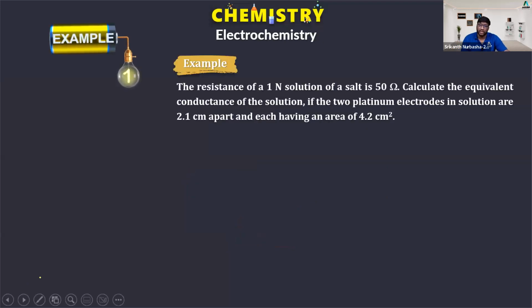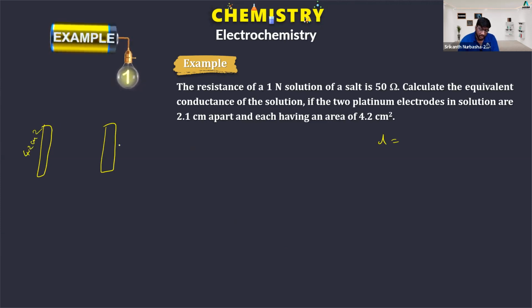The resistance of one normal solution of a salt is 50 ohm. Calculate the equivalent conductance of the solution if two platinum rods in the solution are 2.1 centimeter apart and each has an area of 4.2 centimeter square. There is one rod here, another rod here, each with area 4.2 centimeter square. There is some salt solution, resistance is 50 ohm. Calculate the equivalent conductance.